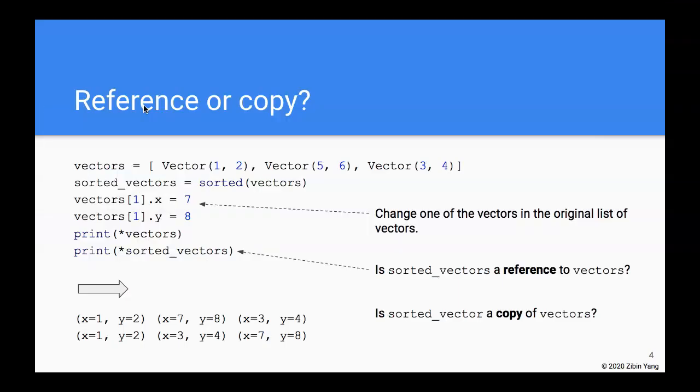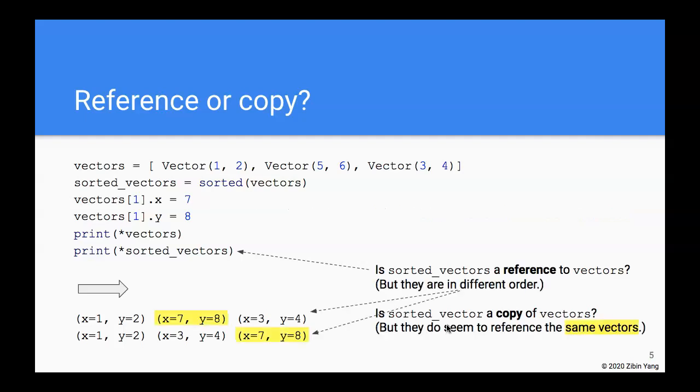So why is that? Is the sorted vector a reference to the vectors, or is it a copy of the vectors? It seems to point both ways. If you're looking at the sorted vector and the original list of vectors, they are in different orders, so you can say they are not referencing the same list. However, as we just saw, if we change one of the vectors in the original list, the vectors in the sorted list also seem to change. So they're not exactly copies of each other either. So what's going on here?